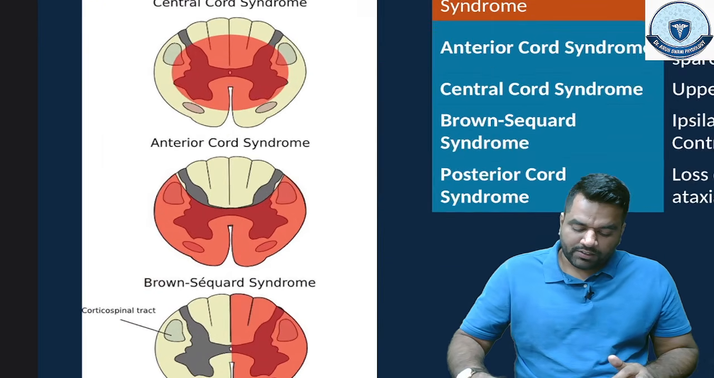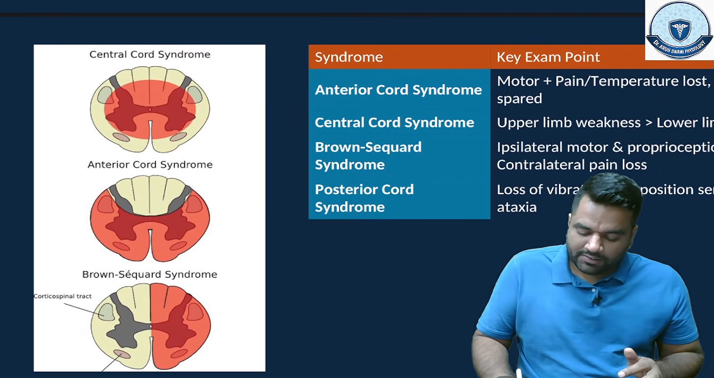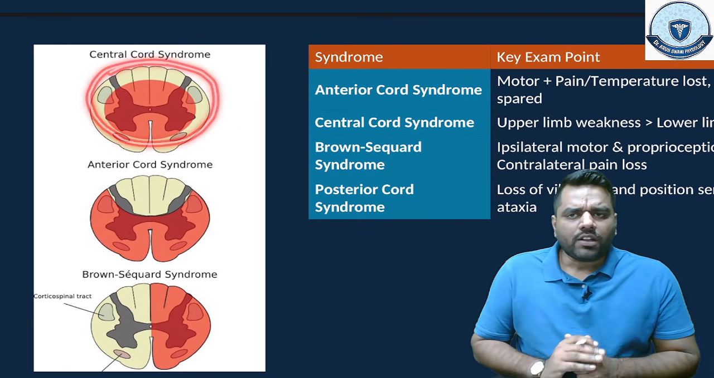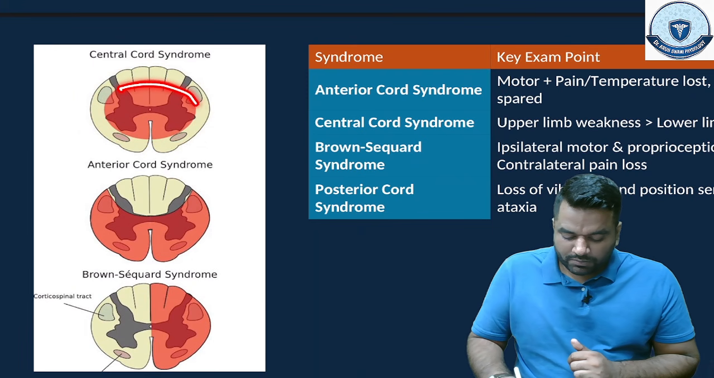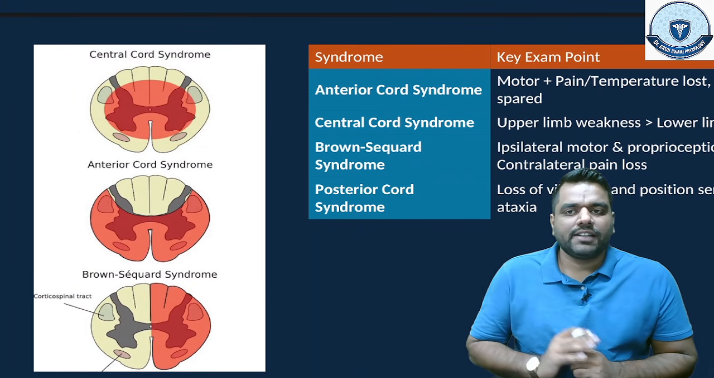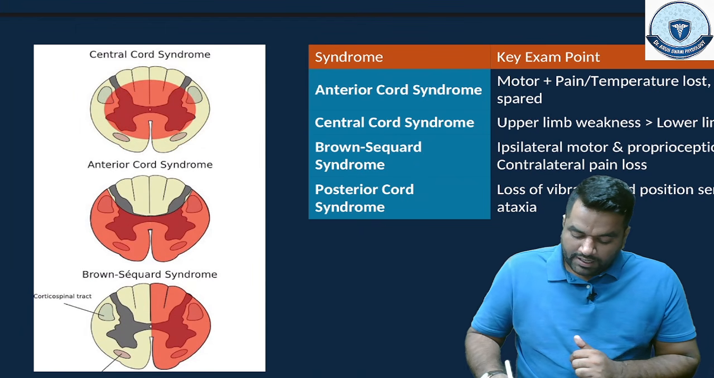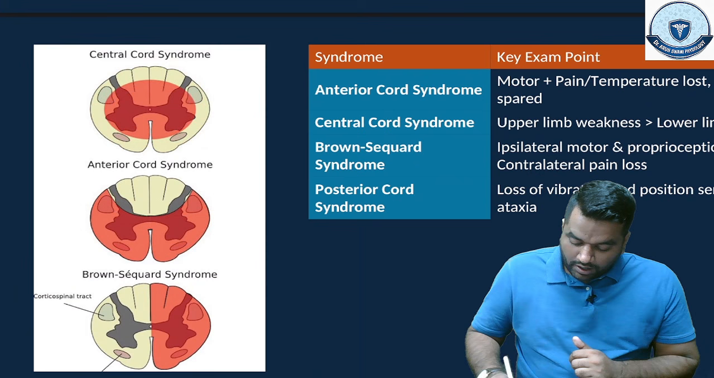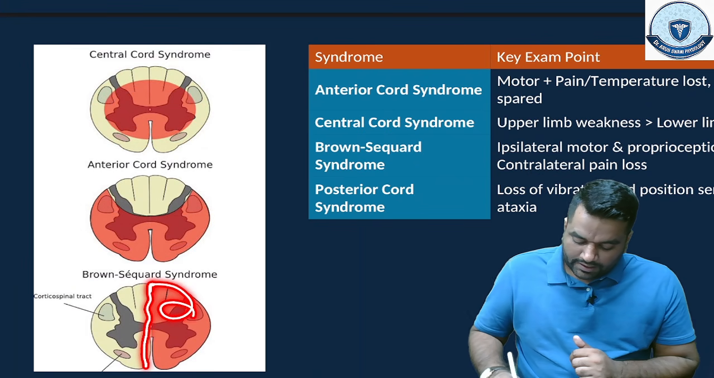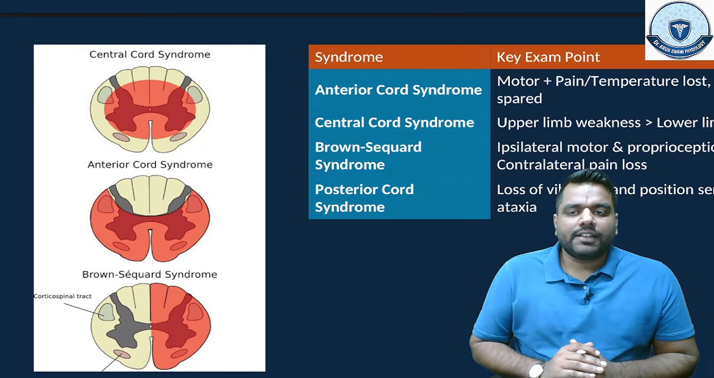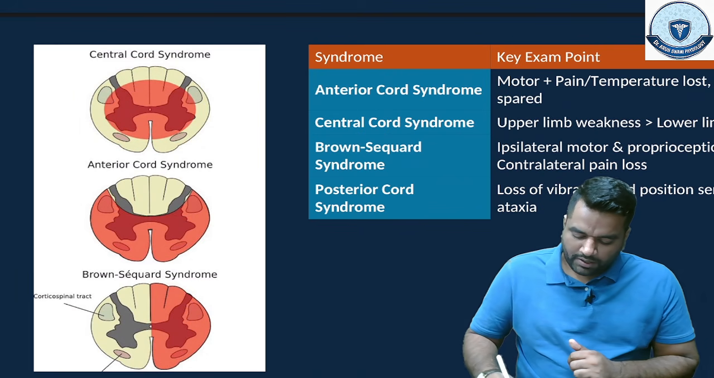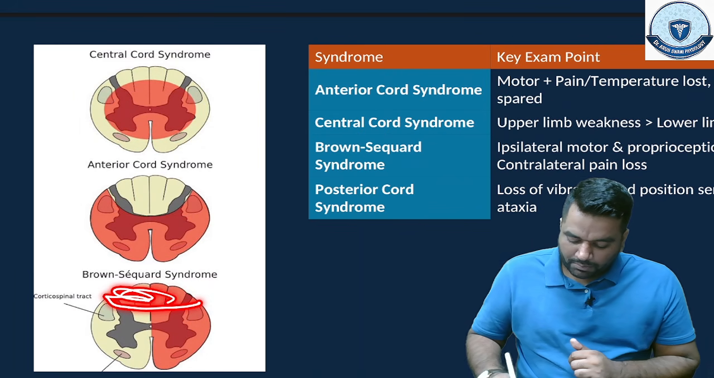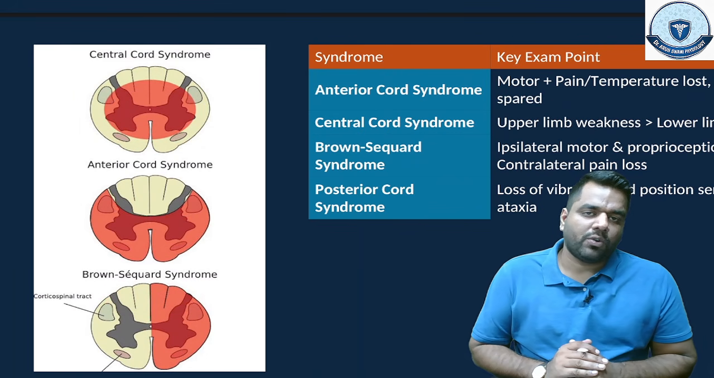So what is the meaning of this? Central cord syndrome means if the damage is only from the central part of the spinal cord, we call it central cord syndrome. If the anterior part is lost, then anterior cord syndrome. If half of the entire spinal cord is gone, this we call Brown-Sequard syndrome. And if only the posterior part is gone, we call it posterior cord syndrome.